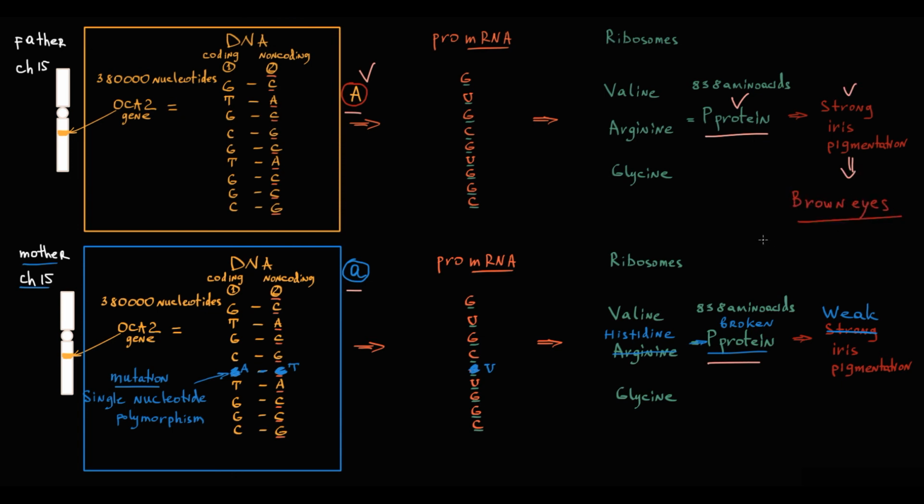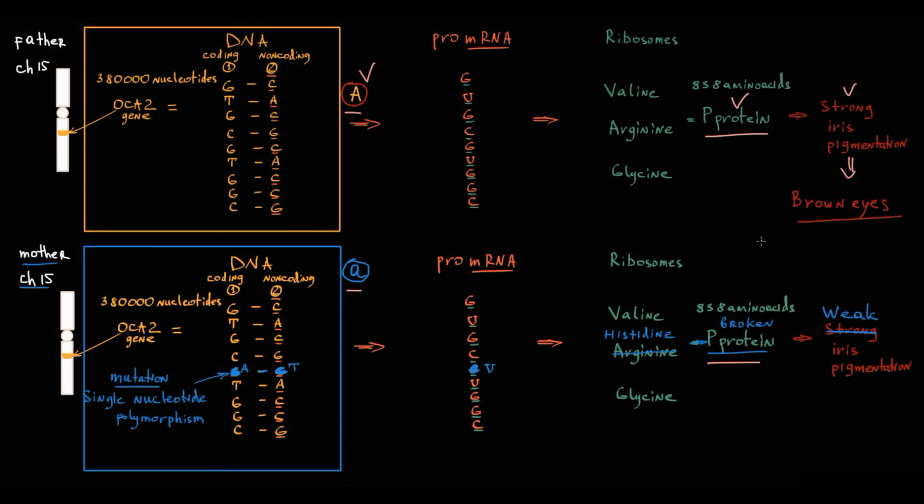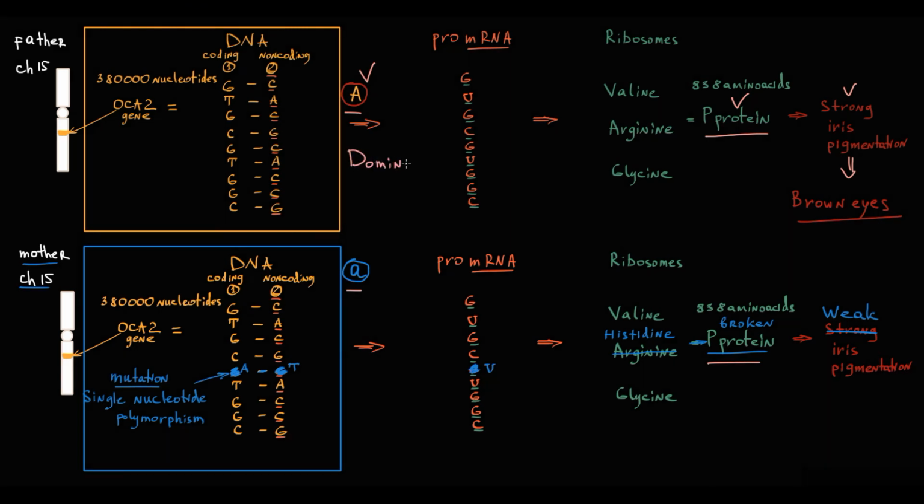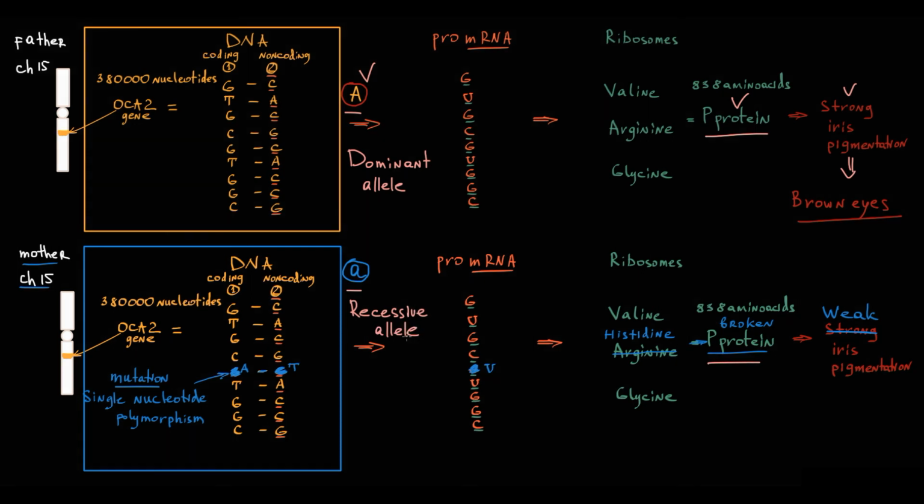So if we have two different alleles, in our case, the allele that will be expressed encodes normal P protein and is called the dominant allele, and the mutant allele that will not be used for protein production is called the recessive allele. So basically an allele is just a genetic term that means the versions of the same gene.